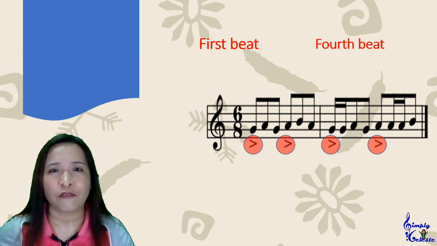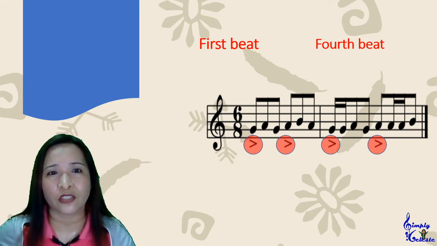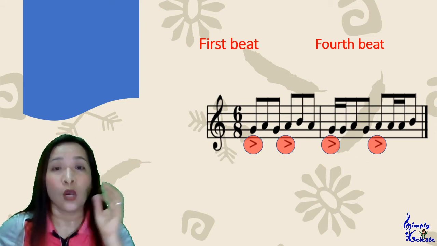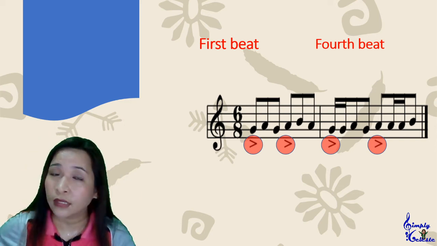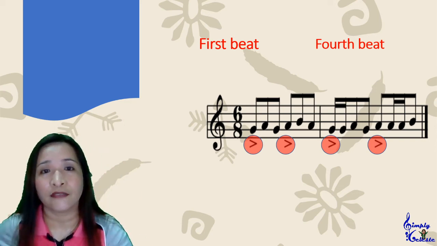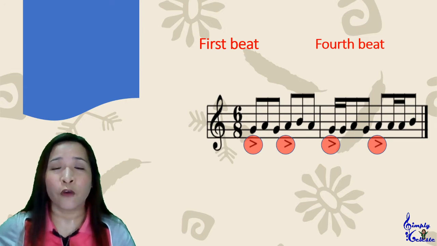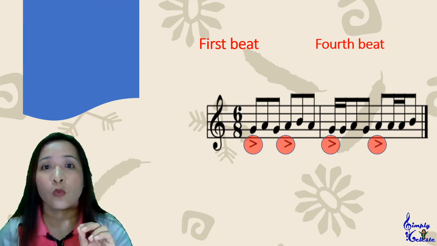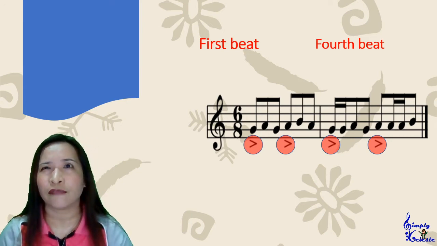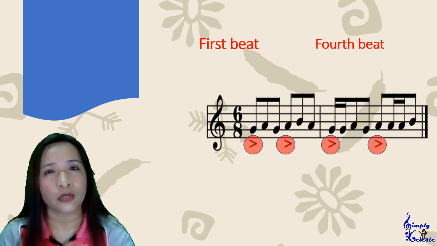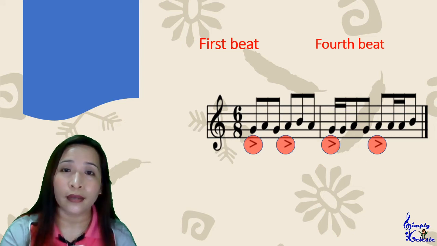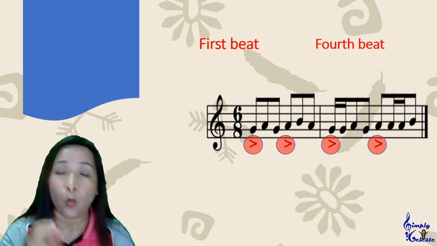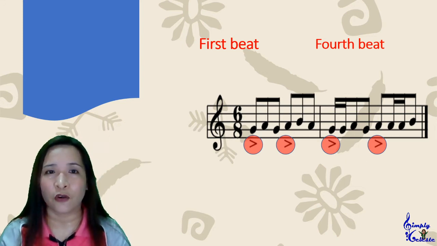So if you count the 6/8 time signature based on the beat, it is 1 2 3 4 5 6, 1 2 3 4 5 6. That is for the 6/8. For the 2/4, 1 2, 1 2. For the 3/4, 1 2 3, 1 2 3. And for the 4/4, 1 2 3 4, 1 2 3 4. That's it.